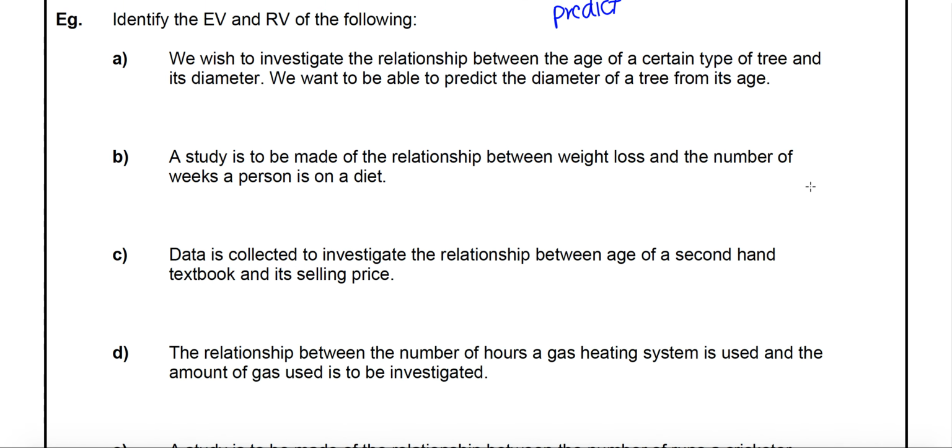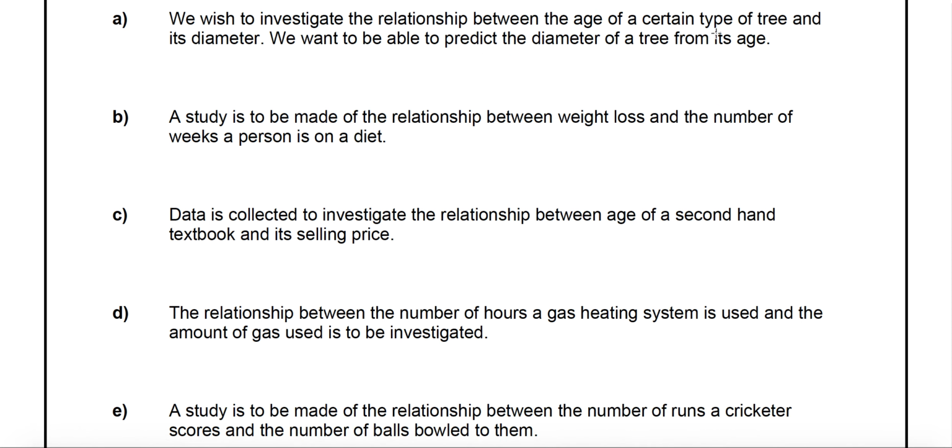What I wanted you to do was to read through this and to have a go. So I'm hoping that you have done that. And from here we want to identify the EV and RV. So here, if I wanted to investigate age and diameter, we're going to say, hopefully, the age of the tree would explain its diameter, because obviously it's getting larger as it grows older, and from its age we could predict its diameter.